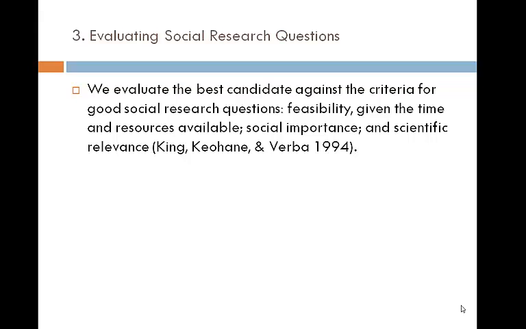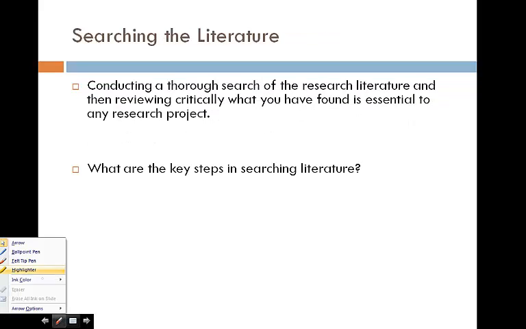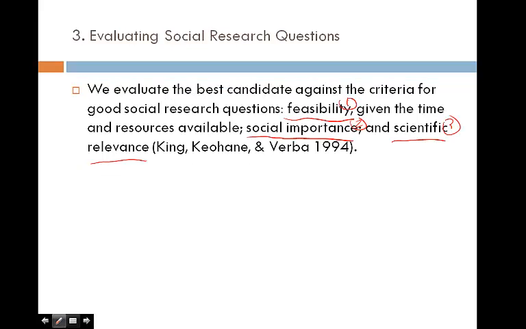Number 3 is evaluating social research questions. We have 3 criteria to measure our research question. Number 1 is feasibility, meaning: does our question fit into our time frame and also fit the resources available? That is what we call feasibility.